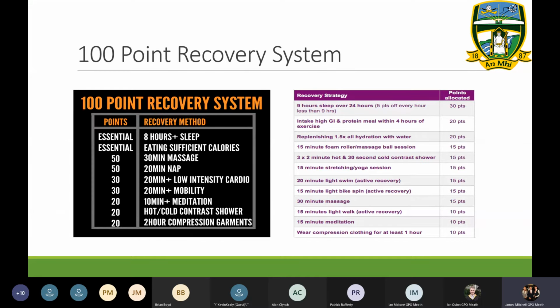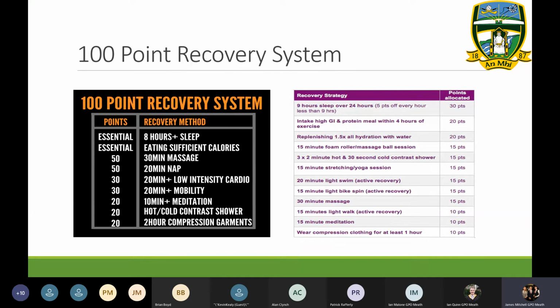So what you're trying to do in the week is hit 100 points. It's a way of trying to build them up and get as much recovery as you can in. And once you're getting close to the 100 or hitting the 100, your recovery is going to be pretty good, or spot on. So look, I just have two examples here, but it's going to be quite individual.